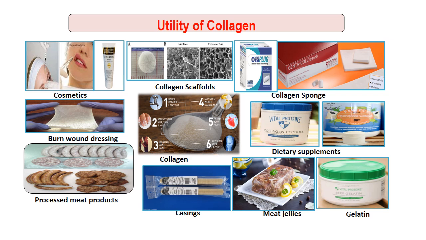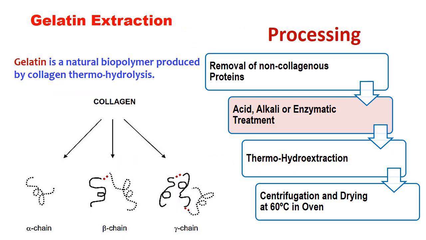It can be used for making collagen sponge in surgical applications, or as a dietary supplement where it is further processed to collagen hydrolysates. It can be used in meat jellies, or it can be further processed and converted to gelatin, and gelatin has many uses which we will see again. Now here briefly we will talk about the gelatin extraction.